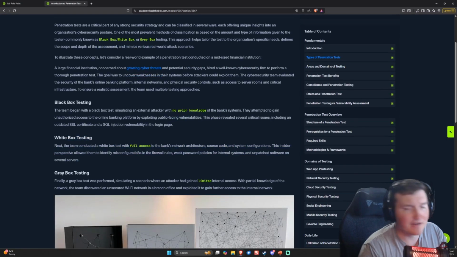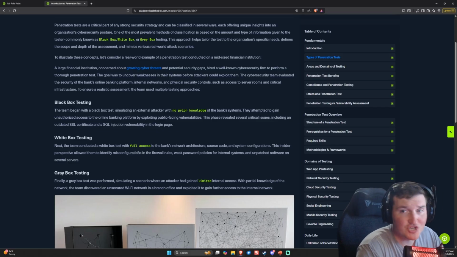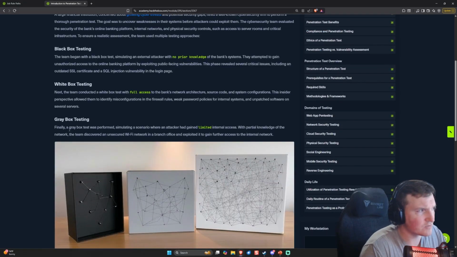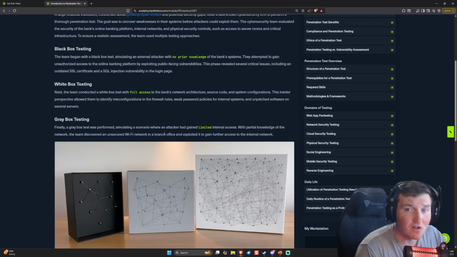White box testing, hey, you have full access. So here's an account, here's a machine, here's everything you need, full access, do whatever you need to do, and let us know where vulnerabilities exist. A lot of times you get into gray box testing, which is where most people are, where you have limited internal access. A lot of this is usually like an assumed breach pen test.